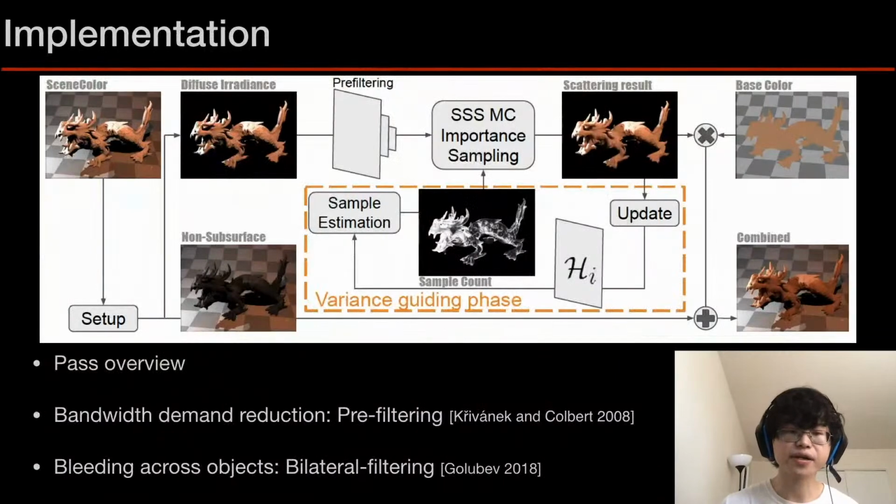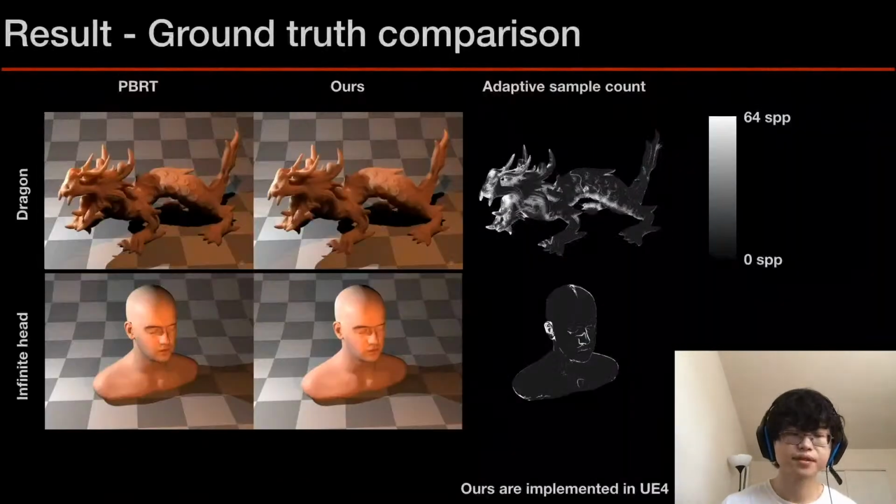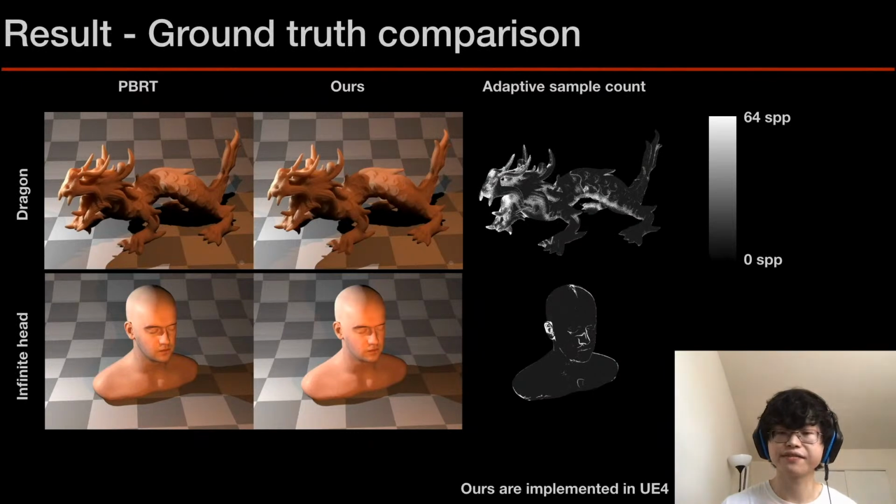Here shows our actual implementation of subsurface scattering in Unreal Engine. We show the ground truth comparison between ours implemented in Unreal and the PBRT for the Asian Dragon and the Infinite Head Melt model. The adaptive sample count is also shown here. We can see a close match between ours and the ground truth. Our adaptive sample count can capture sample count demands, for example, in the shadowed nose region of the infinite head.